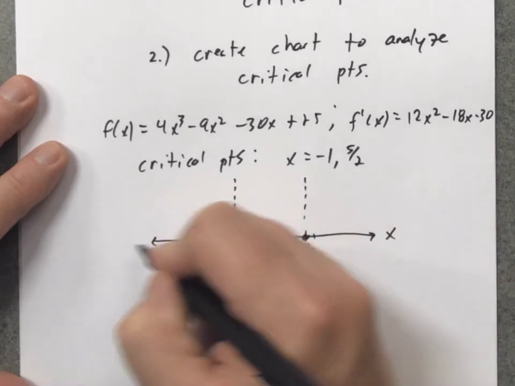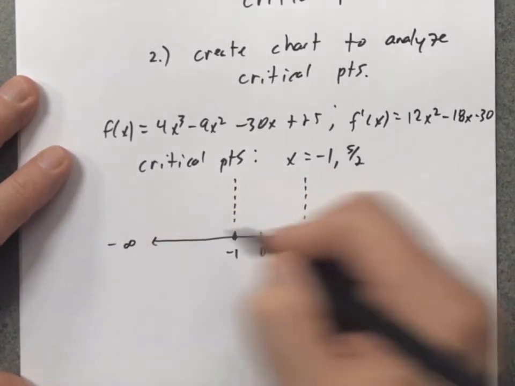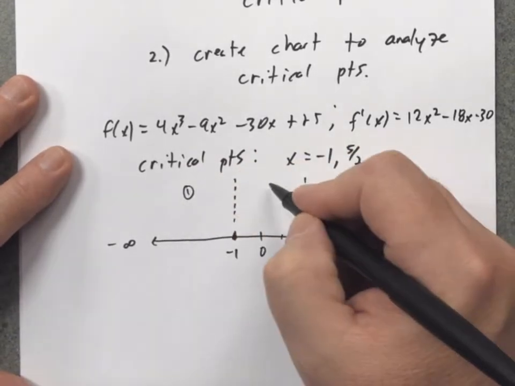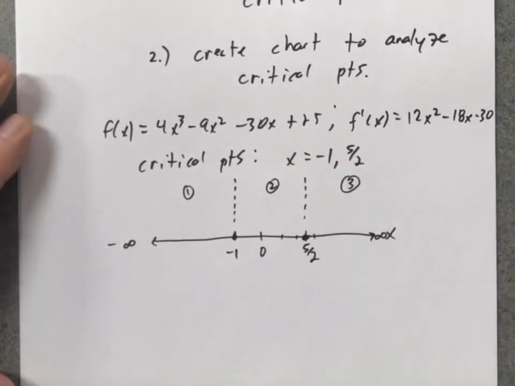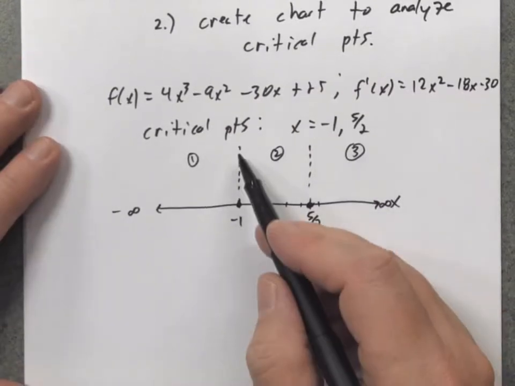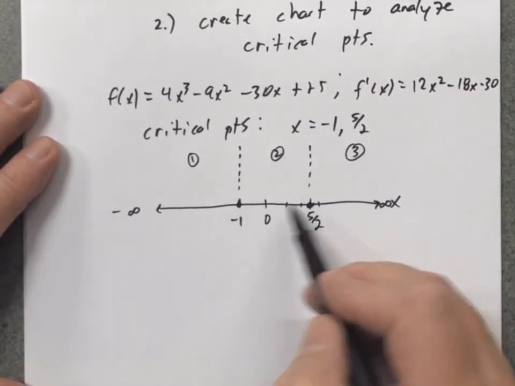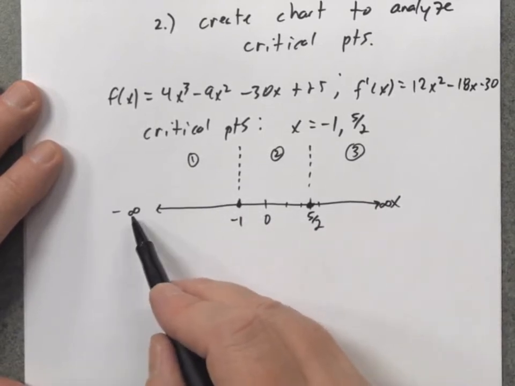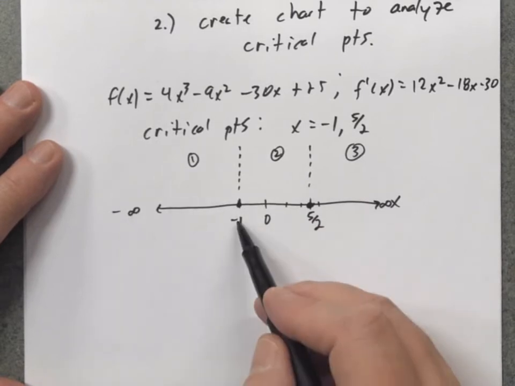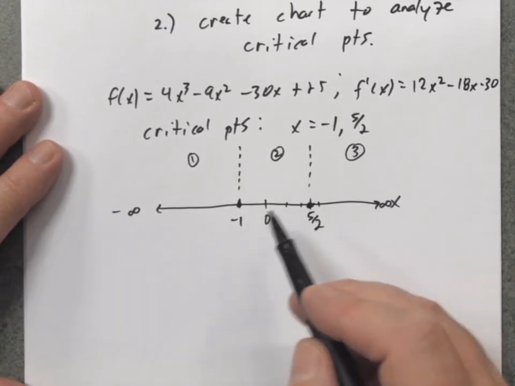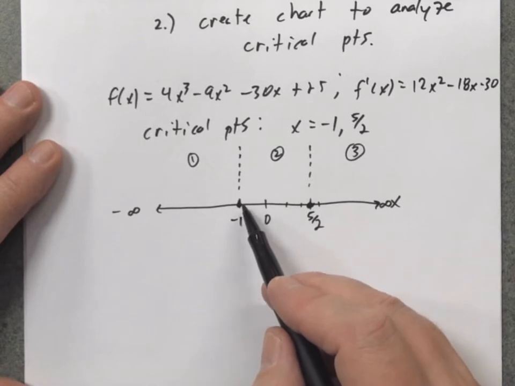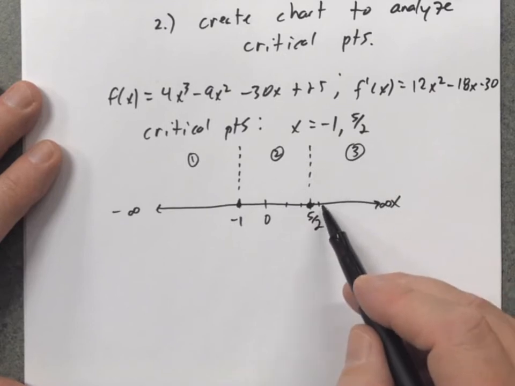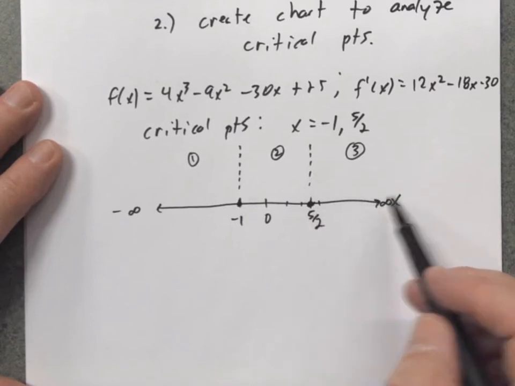Because if you think about the values of x, as you go this way, this is -infinity. As you go this way, this is infinity. I actually have 3 regions here. So the regions are separated by the critical points I found. Region 1 is when x is -infinity to -1. Region 2 is when x is between -1 and 5/2. And then region 3 is when x is larger than 5/2.